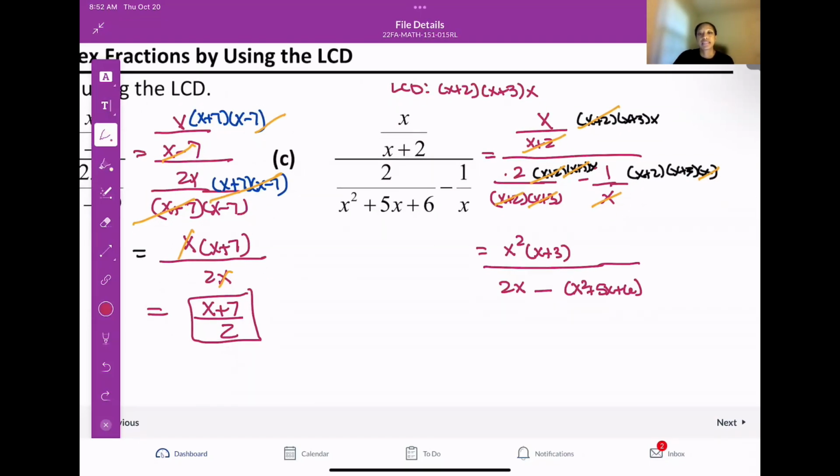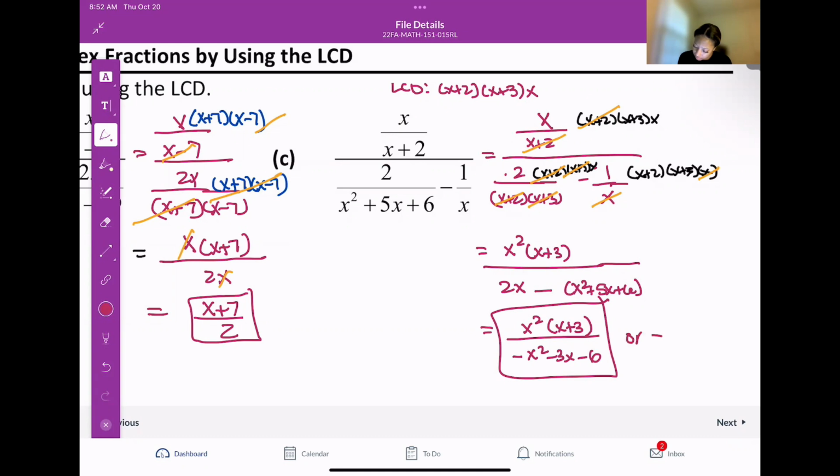All right, last step. Our last step is just going to be to simplify that denominator a little bit. I don't think anything else is going to cancel out. So we have an x squared times x plus 3 over 2x minus x squared minus 5x plus 6. That would be a negative x squared minus 3x minus 6. You can leave it like that, or you can factor out a negative from the denominator. I can say, or it would be negative x squared times x plus 3 over x squared plus 3x plus 6. You can write it either way.